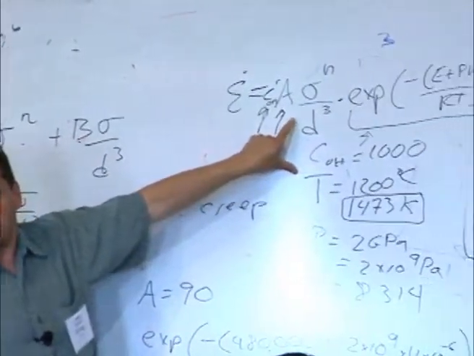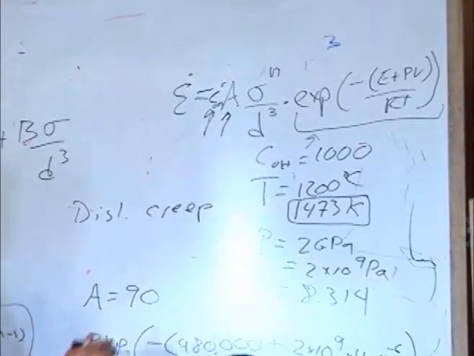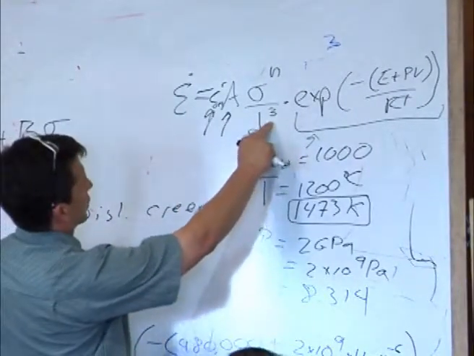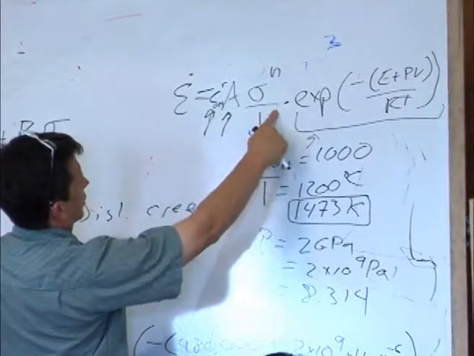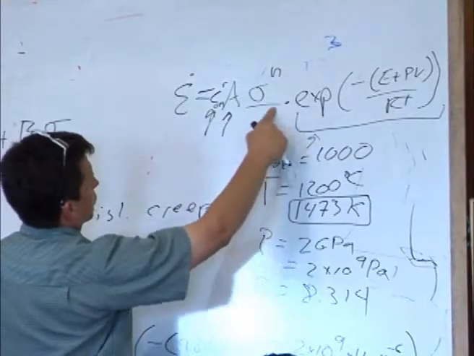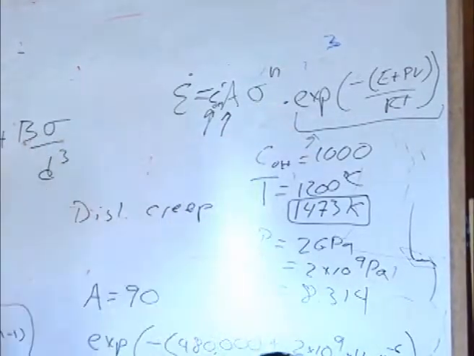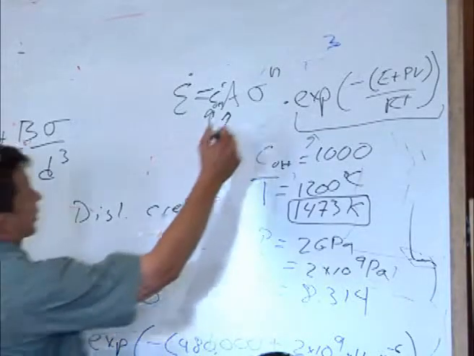It's right here. Oh, I see. I understand. I see why you're confused. I'm sorry. That shouldn't even be there. For dislocation creep, that's not there. Aha! The source of the confusion. Yeah, I see your confusion. So the n used for that is 3.5 from the table. That's right.